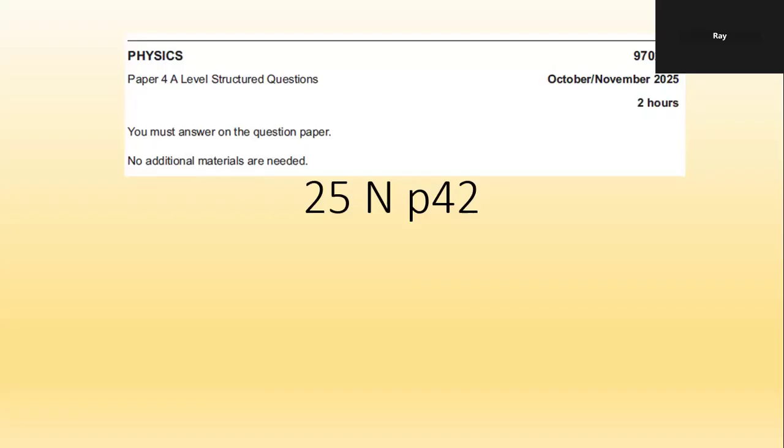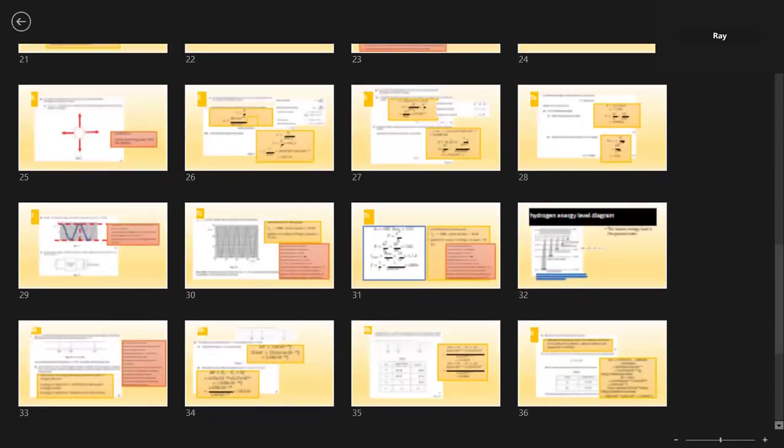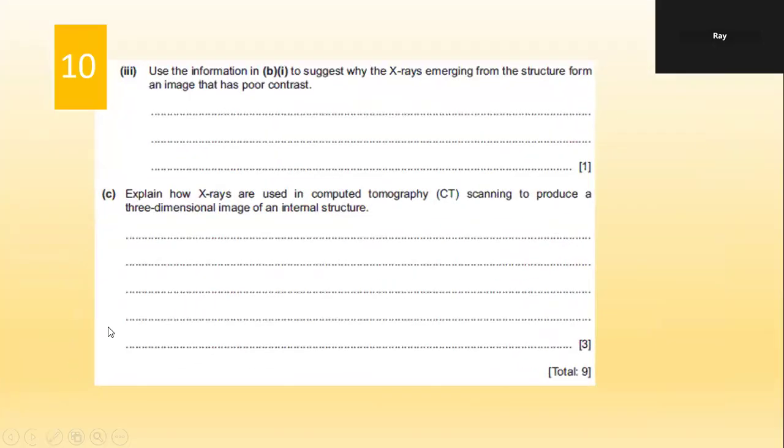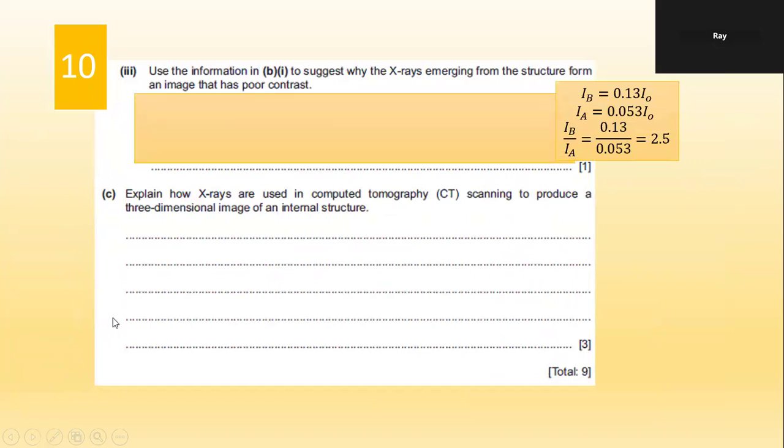Last week we did this paper, October, November 2005, variant 42. Let me just go over with you the last part, the last question. Explain how X-rays are used in computed tomography technique to produce a three-dimensional image of an internal structure.